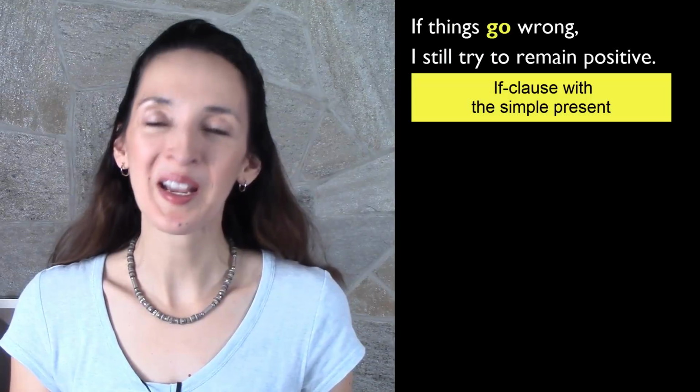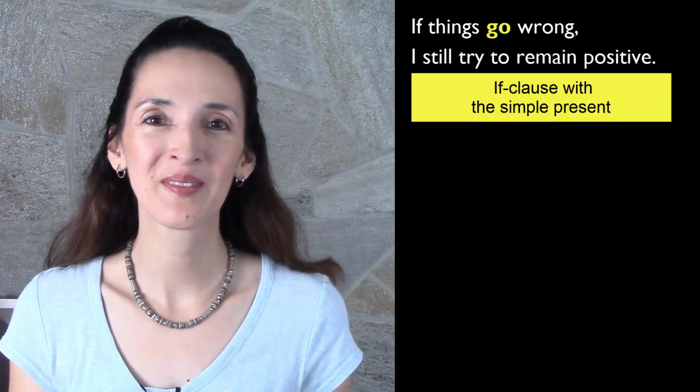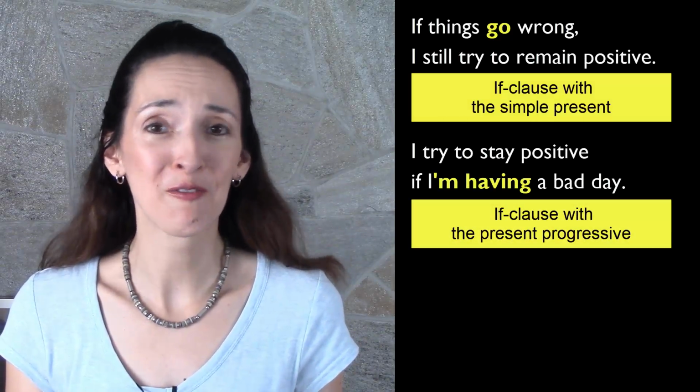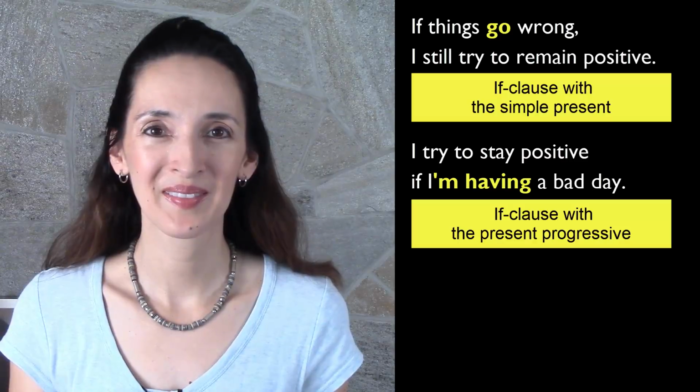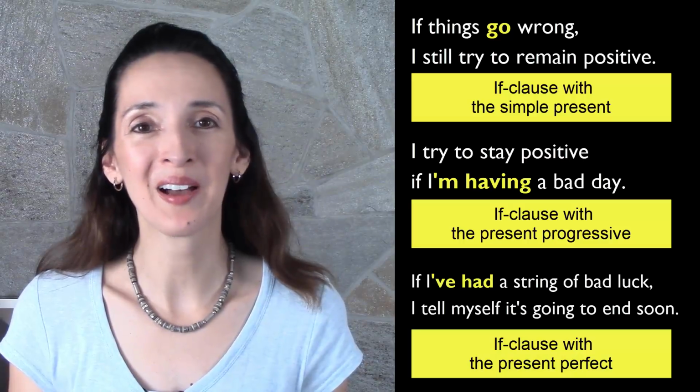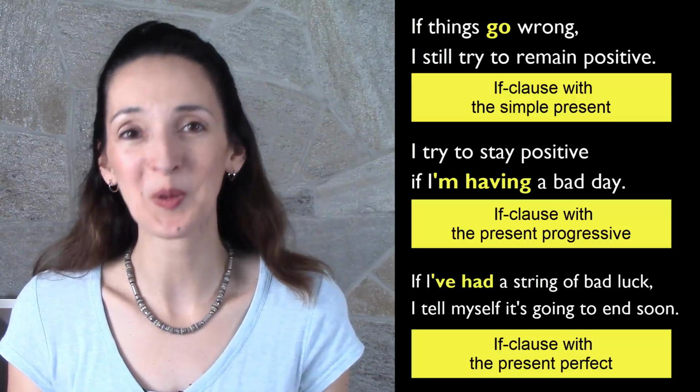Remember that the present tense isn't just the simple present. In our real conditionals about the present, we can have other present verb forms. Let me show you some examples. We'll see how I go beyond the simple present in the condition. If things go wrong, I still try to remain positive. I try to stay positive if I'm having a bad day. If I've had a string of bad luck, I tell myself it's going to end soon.